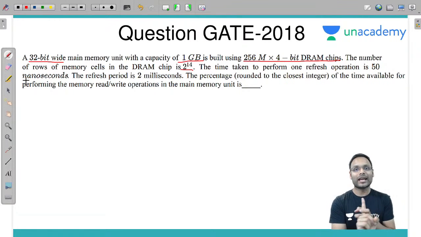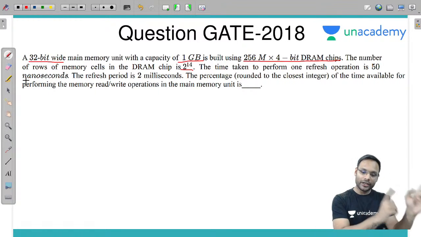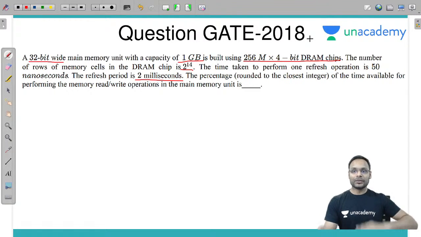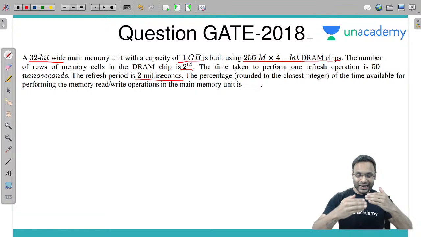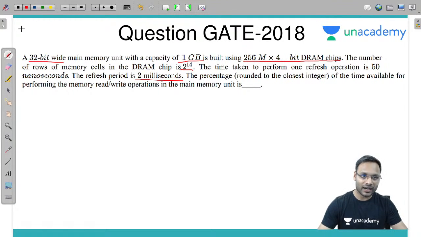I don't have to calculate the number of chips here. There is no need, I already told you this. The refresh period is 2 milliseconds. Oh, what does this mean? The meaning of this statement, refresh period 2 milliseconds, is that at 0 time the refresh operation is started. Refresh operation is started. So what happens?